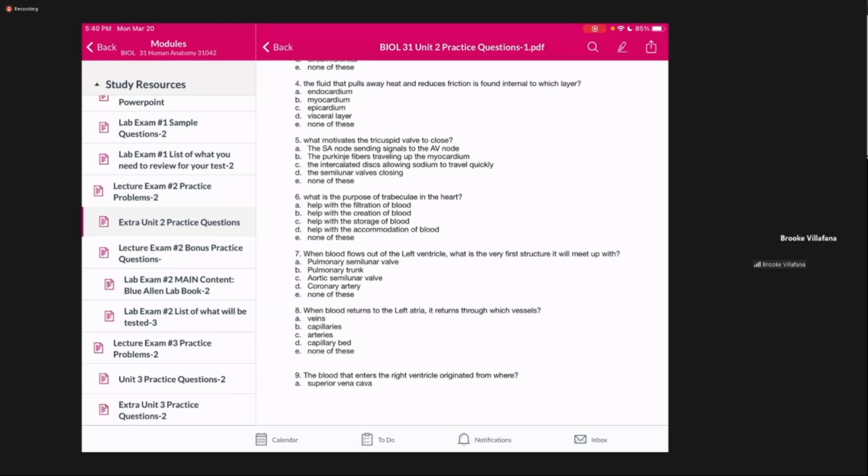So our answer should be E, none of these, because we're looking for it to be internal or closer to the heart, right? The fluid is closer to the heart, internal to the fibrous layer. That makes sense because it floats in between the fibrous and the visceral around the heart. So the fluid would be internal to the fibrous layer. Question 5, what motivates the tricuspid valve to close?